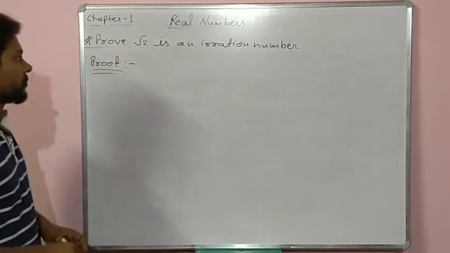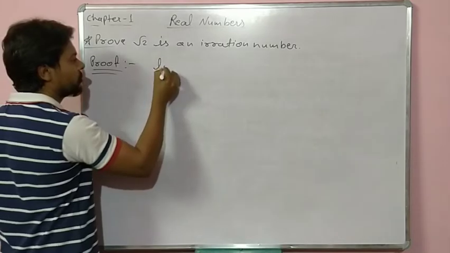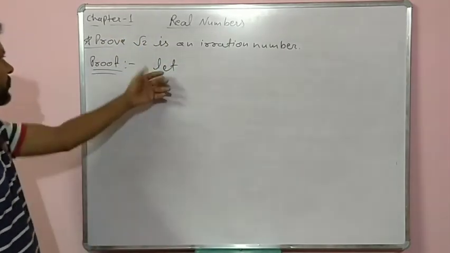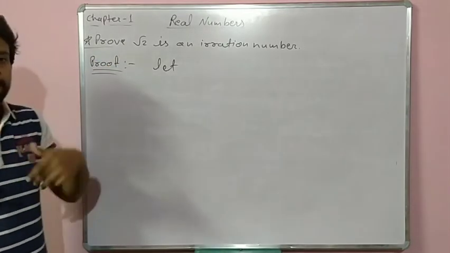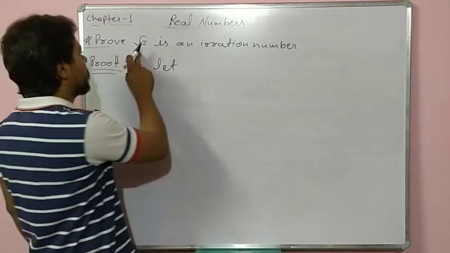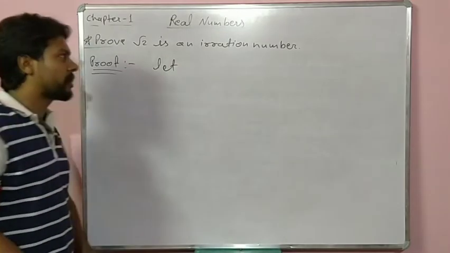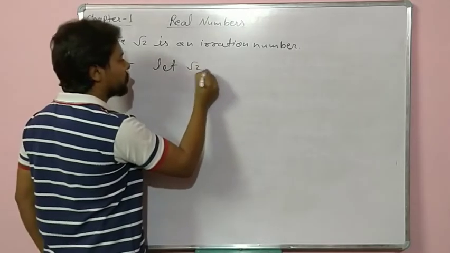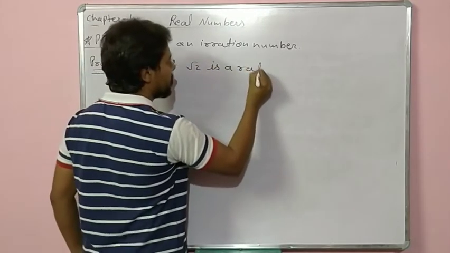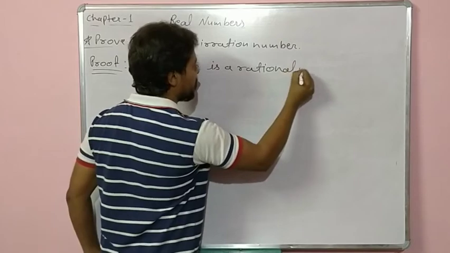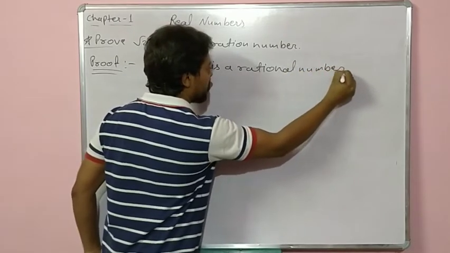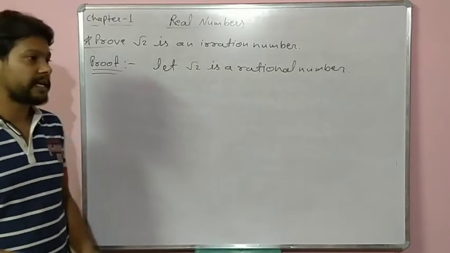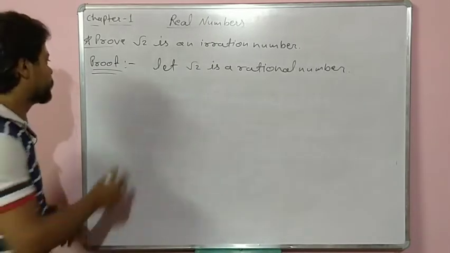How to prove? First of all, we'll use our contradiction method. Okay, what is contradiction method? You remember, what we have to prove, we just take the opposite of it and we prove ourselves wrong. So we have to prove root 2 is an irrational number. So we let root 2 is a rational number. Okay, if it is a rational number it can be represented as P upon Q or A upon B, right?